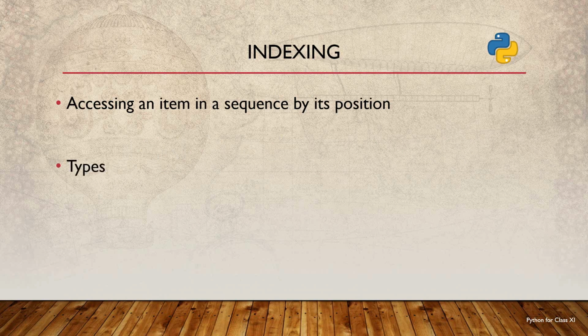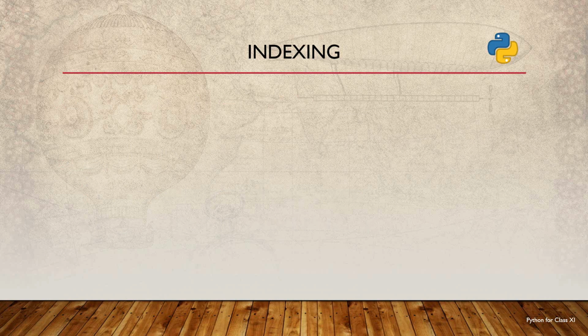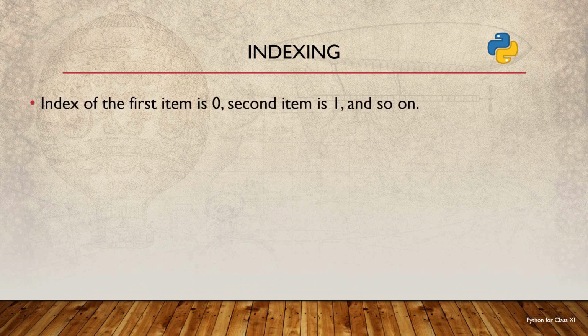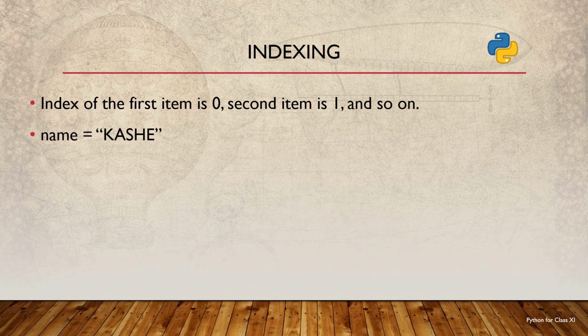There are two types of indexing supported by Python. The first one is positive indexing or forward indexing. Simply we can call it indexing. And the second one is negative indexing, which can also be called backward indexing. First we will consider positive indexing. In positive indexing, the first item will have the index 0, the second item will have the index 1 and so on. Here as a sequence I am considering a string.